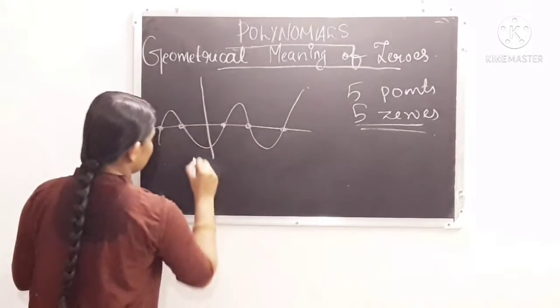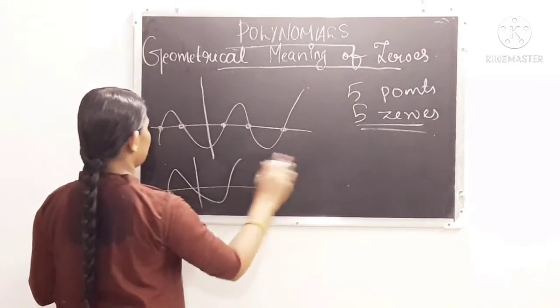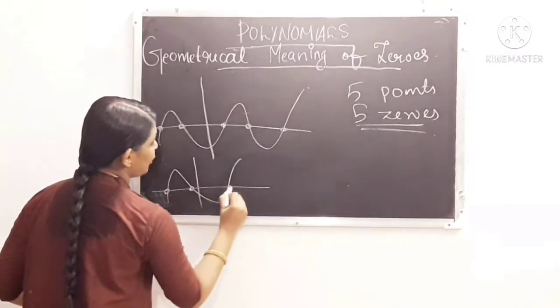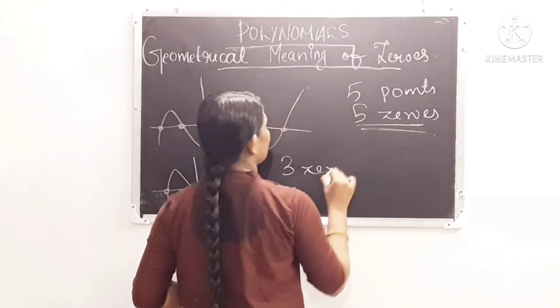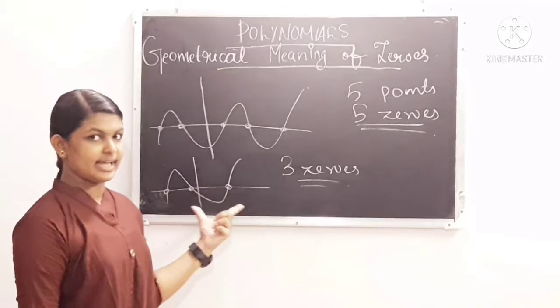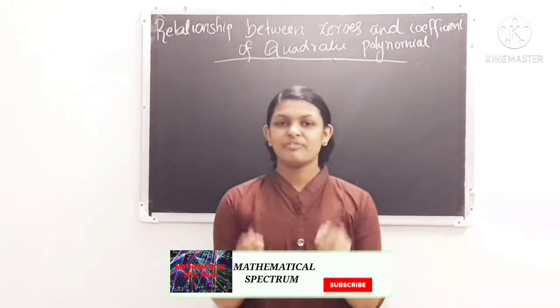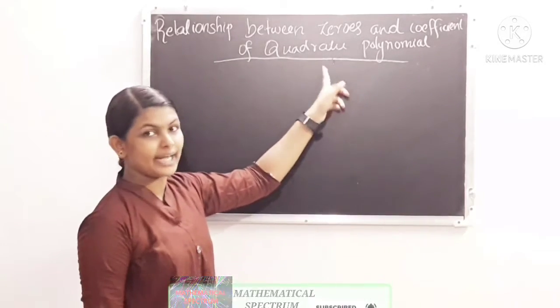And if we have a graph like this, okay, this graph intersects the x-axis at 3 points, which means that there are 3 zeros possible. Or we can say that this is a cubic polynomial, because we already discussed that a cubic polynomial has at most 3 zeros. Okay. Now we can discuss the relationship between the zeros and coefficients of a quadratic polynomial.